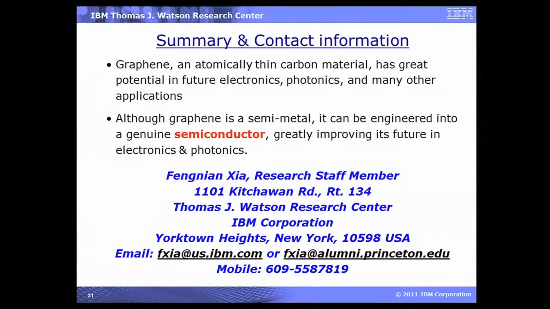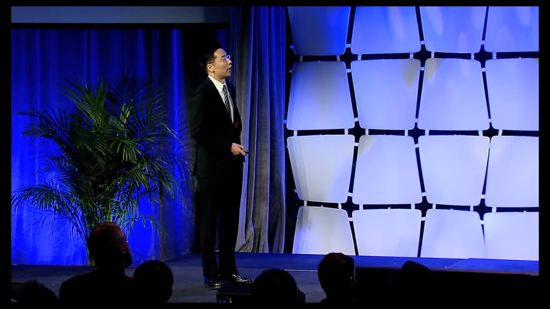In summary, I showed you that graphene, an atomically thin carbon material, has great potential in future electronics and photonics. And although graphene is a semi-metal, it can be engineered into a real semiconductor, greatly improving its future in electronics and photonics. If you have further questions, you can drop me an email.